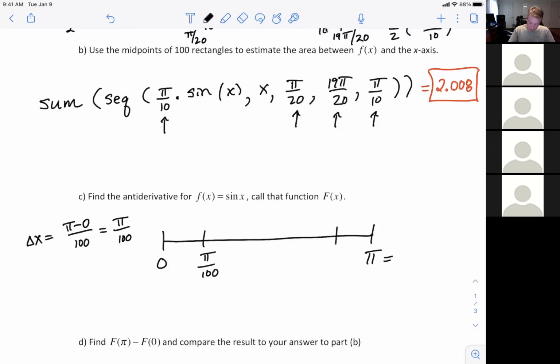Over here, this pi could also be written as 100 pi over 100. So if the delta x is pi over 100, go to the left by pi over 100, and this will be 99 pi over 100. Then where's the midpoint? Right here, that would be half of this pi over 100. So that means this is pi over 200.